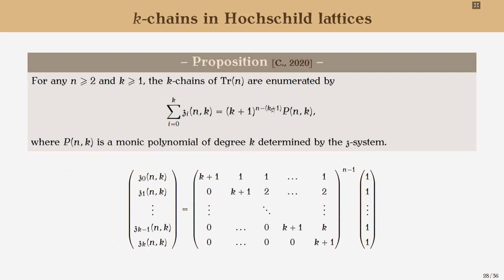Unfortunately, this is not a closed formula, because here we know that P is a monic polynomial of the group K, but I don't have a formula to describe P in all situations. So we have to compute for each K what is P. But this is already surprising to find this factor here, which is present in all cases.